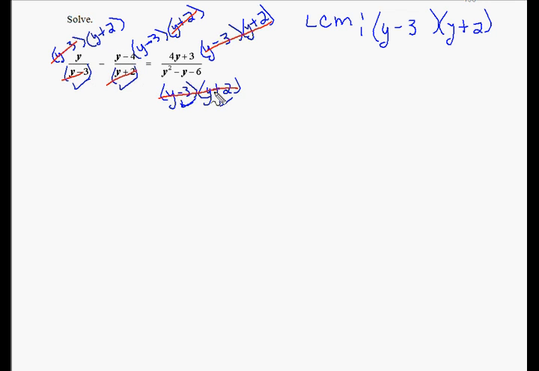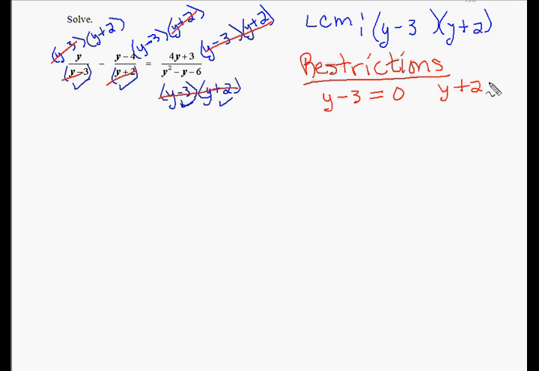Also, while we're at it, and I have this nice red color, I'm going to come over here and talk about the restrictions. Restrictions are the values that the variable cannot have because it will cause the denominator to be 0. And the easiest way to see these restrictions is when you're looking at the factored denominator, or the LCM. So we know that y minus 3 should not equal 0, and also y plus 2 cannot equal 0. So y cannot have an answer of negative 2, and also if we added 3 to both sides of this equation, y cannot take on the value positive 3. So those are our restrictions.